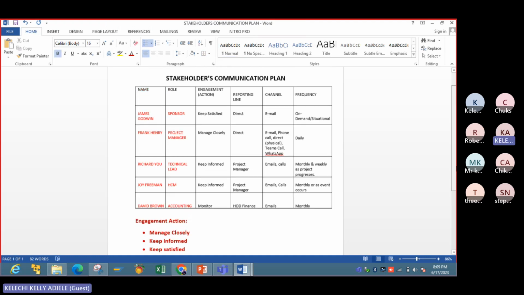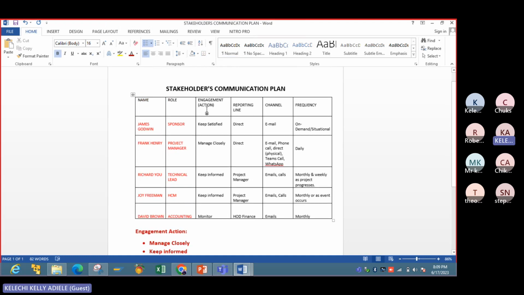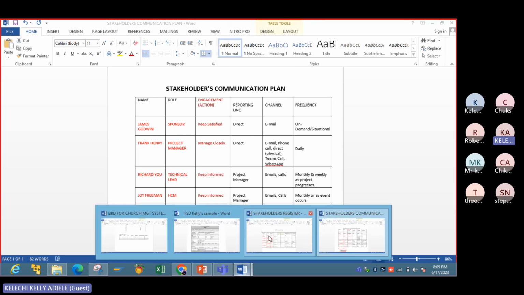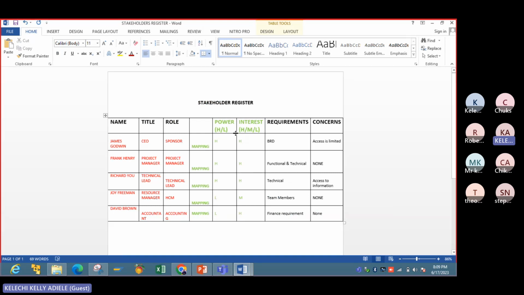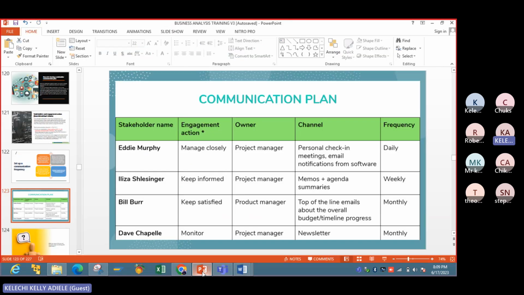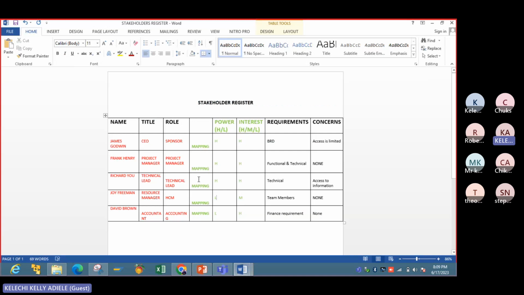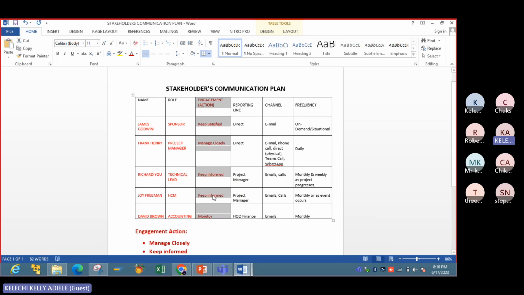Okay, so remember that your communication plan, especially for this engagement, has to do with this power and interest. The person with high power and high interest, you need to really keep those guys satisfied. And keeping satisfied means that you have to make sure that you carry them along in all your decisions. Keeping satisfied is the highest requirement in the action, basically.